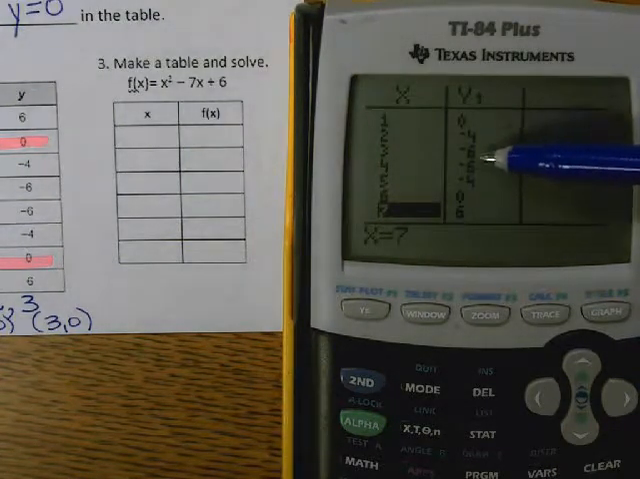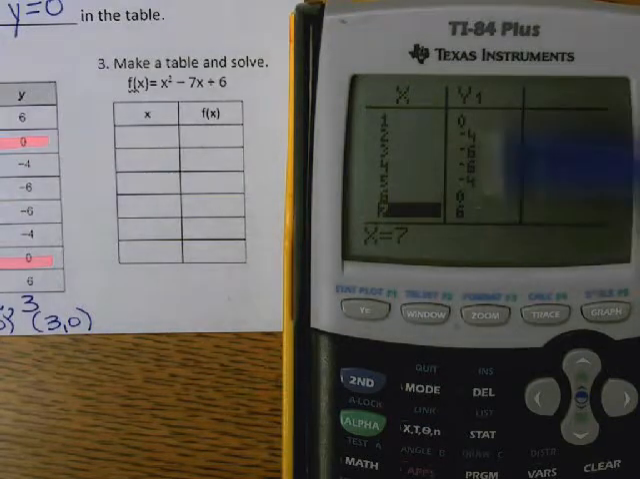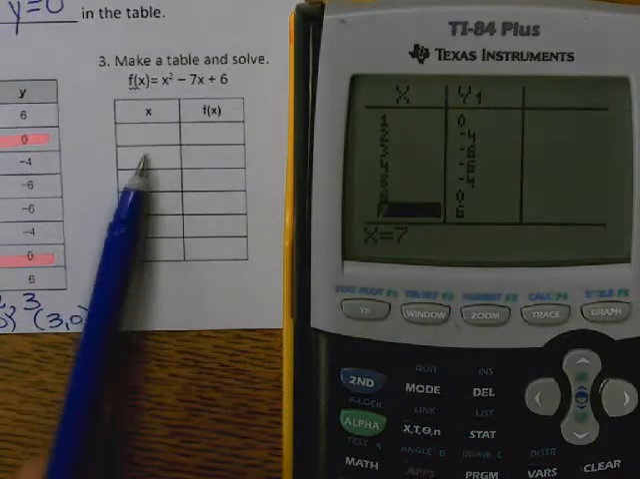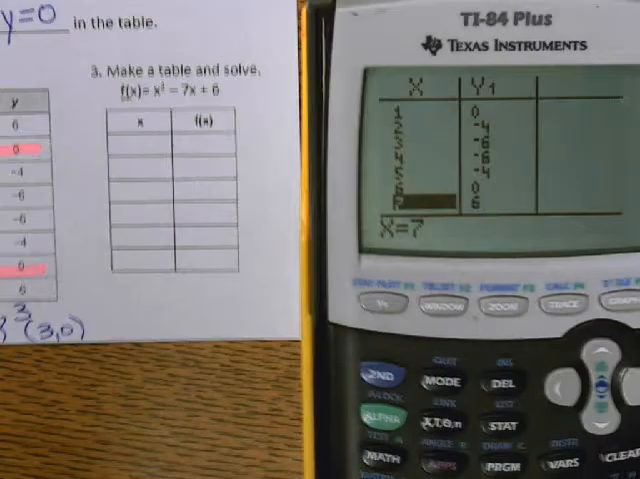So I'm looking and I see a pattern, -4, -6, -6, -4. So I can see 2 zeros as solutions on my table. So I'm going to write all of those things down on my table.